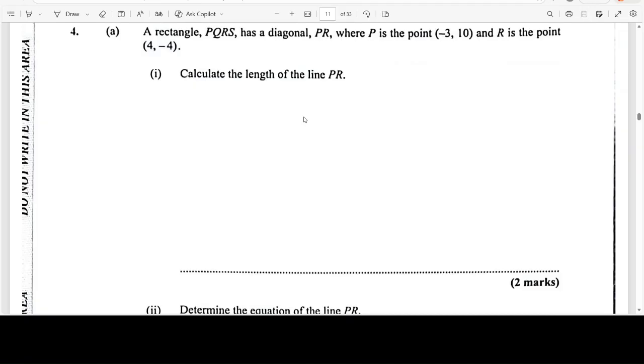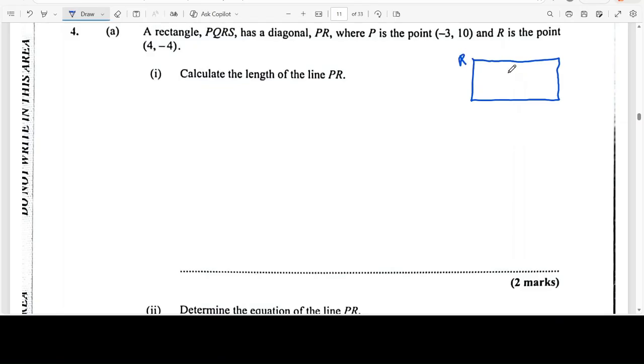A rectangle PQRS has a diagonal PR. Let me sketch that. Here's a rectangle, PQRS. PQRS has a diagonal PR. A diagonal is this, right?